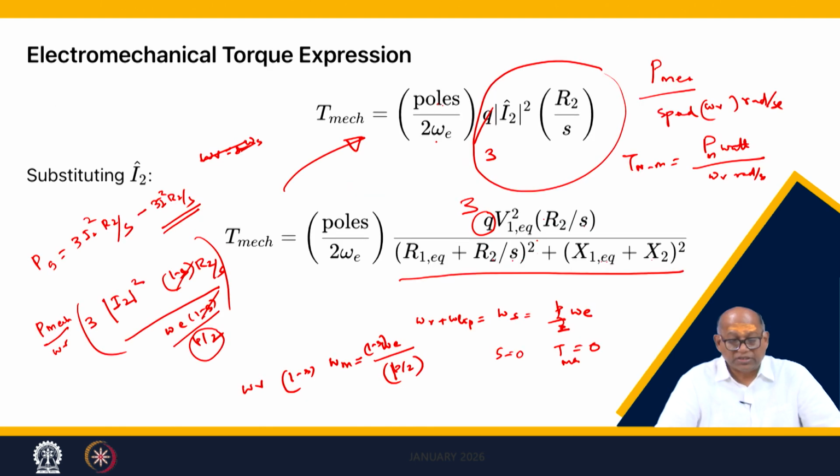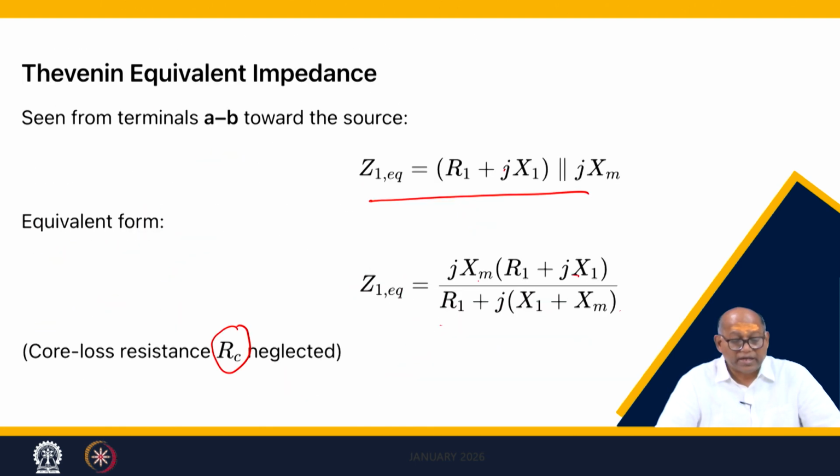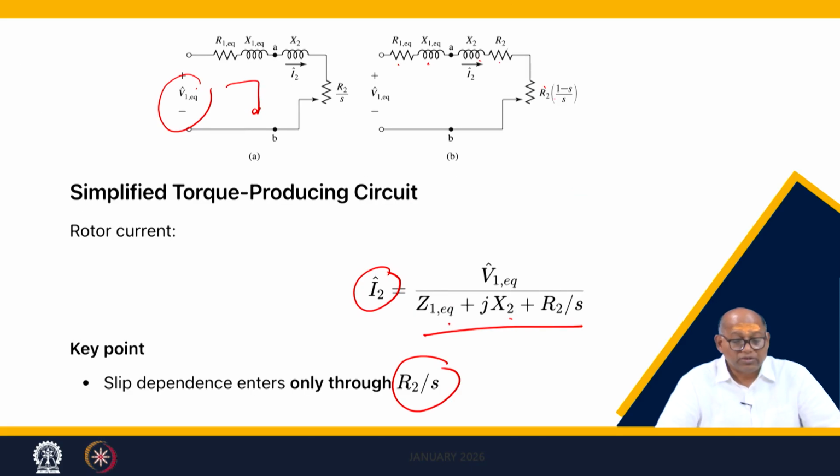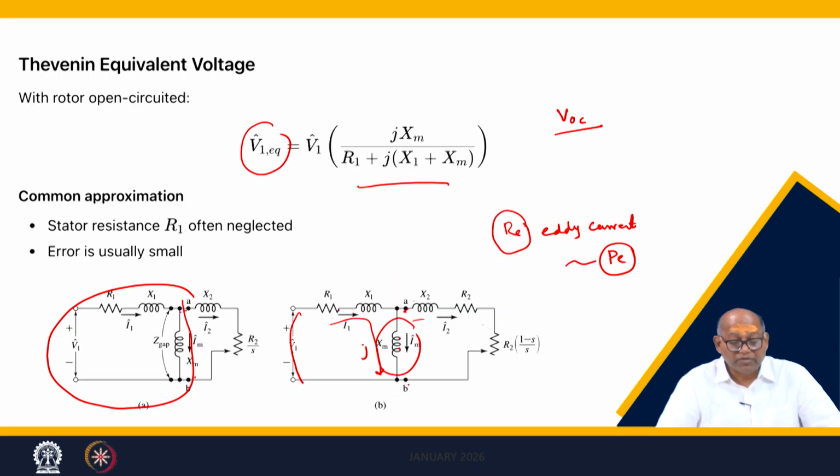Once again I will just recapitulate. I can draw an equivalent circuit. This equivalent circuit comes from this circuit, seen from this side using Thevenin's theorem. The parallel of these two is the impedance, and the open circuit voltage is found by this rule. If I neglect magnetizing, then this is not a problem, but magnetizing cannot be neglected.